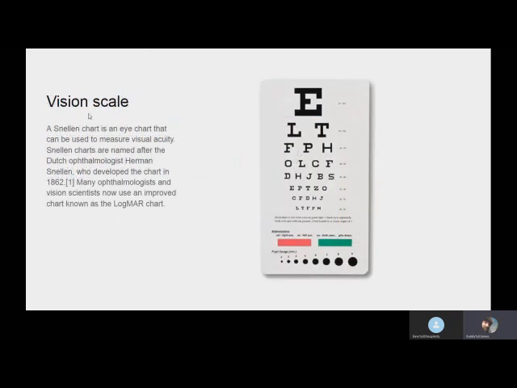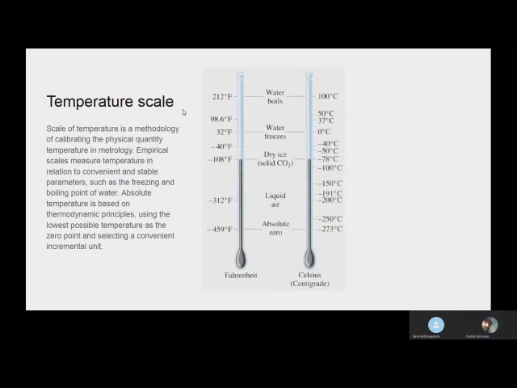Then there's a vision scale. The Snellen chart is an eye chart that can be used to measure visual acuity. Snellen charts are named after the Dutch ophthalmologist Herman Snellen, who developed the chart in 1862. Many ophthalmologists and vision scientists now use an improved chart known as the LogMAR chart.